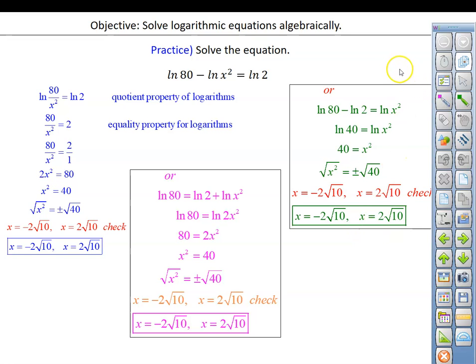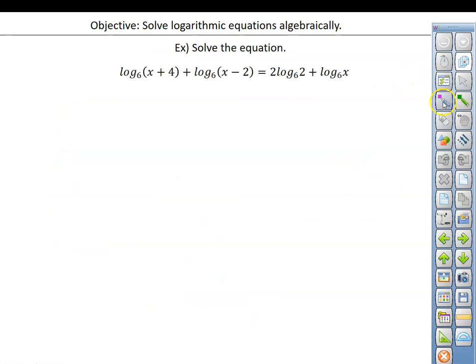All right, we're going to move on to the next example now. Let's take a look at this one.